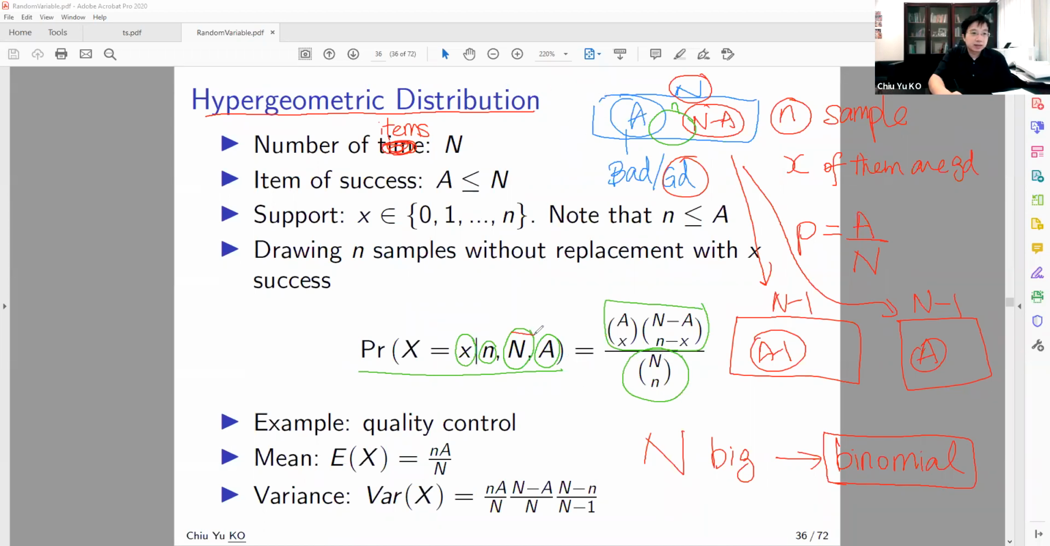Big N is everything in the warehouse. This is the population, the thing that we try to draw from. Out of the big N, A of them are something we care about, and N minus A we don't care about. And then we're trying to take a sample of size n, that is small n. We're drawing n samples without replacement.